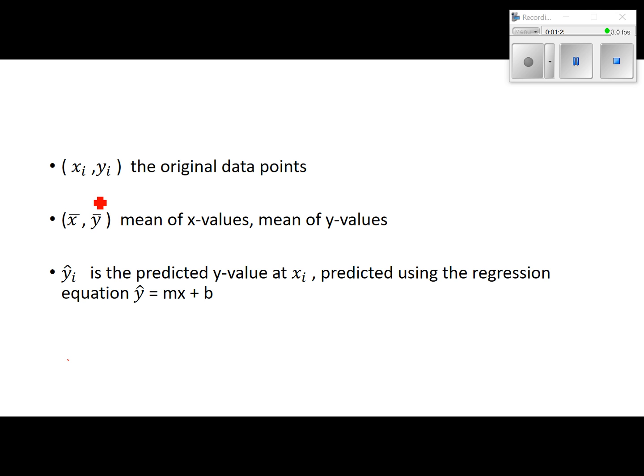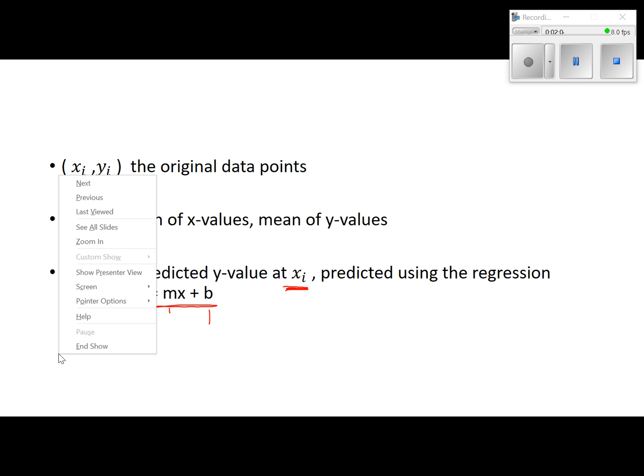Things to remember again: the subscript i are the original data points. X bar and Y bar are the means of the X and the Y given data. And then Y hat, that's what you're predicting at a certain X value. So the Y hat is your prediction, and Y hat equals mx plus b. M stands for slope, b stands for y-intercept. That's your regression equation, or your equation for your line of best fit.